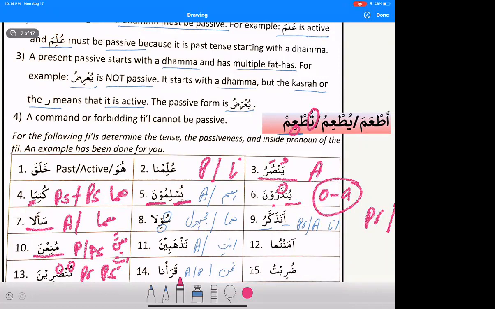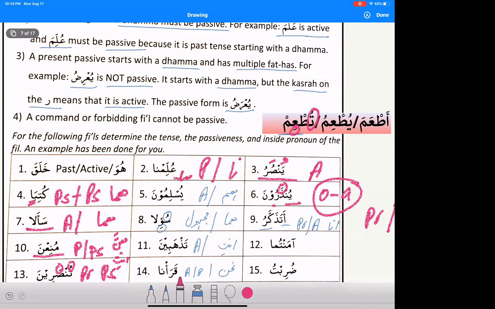These are the things we need to look for. For the present tense, we always look at the beginning and at the ending. For the past tense, we look not at the beginning but only at the ending. So what will be the past tense of this?